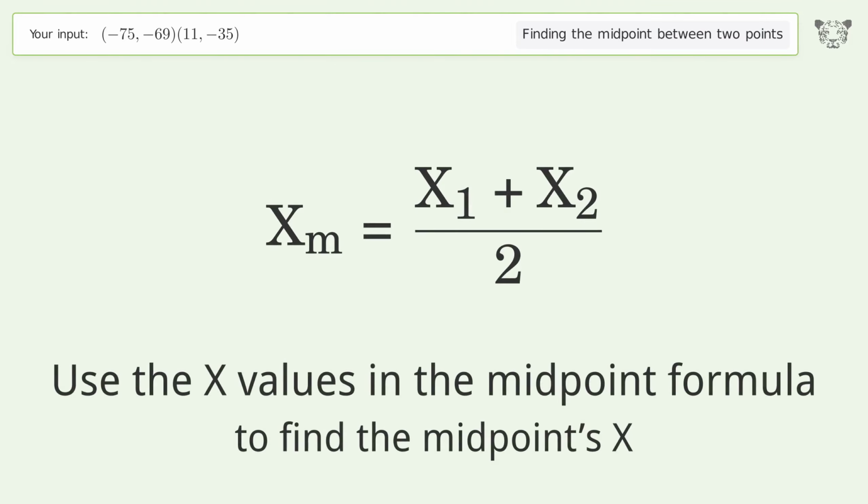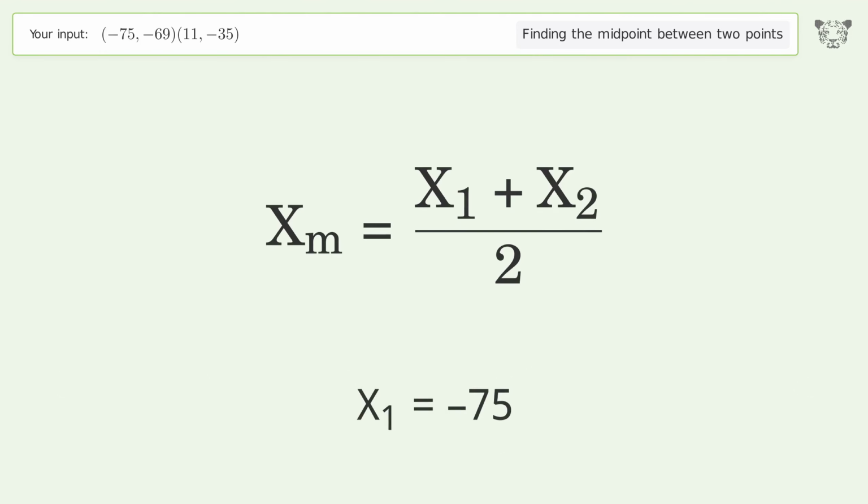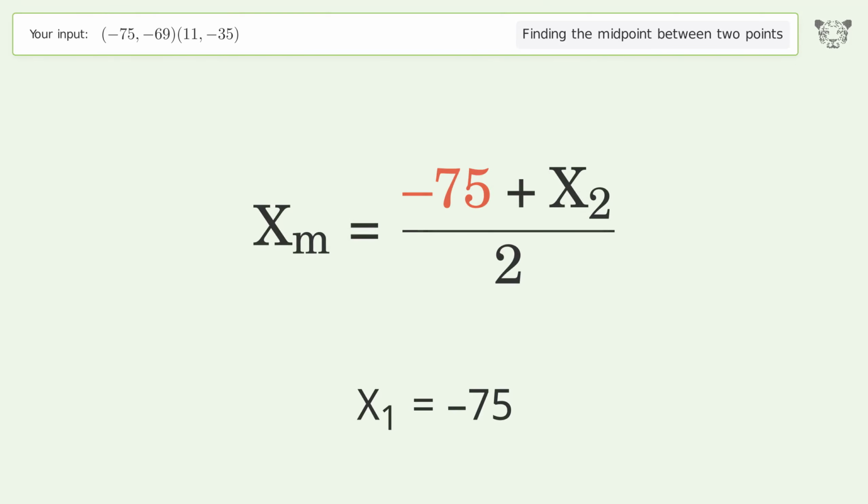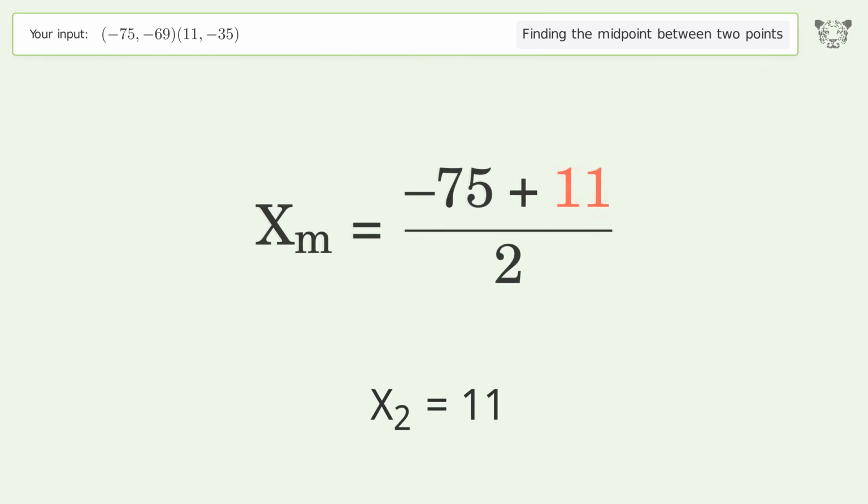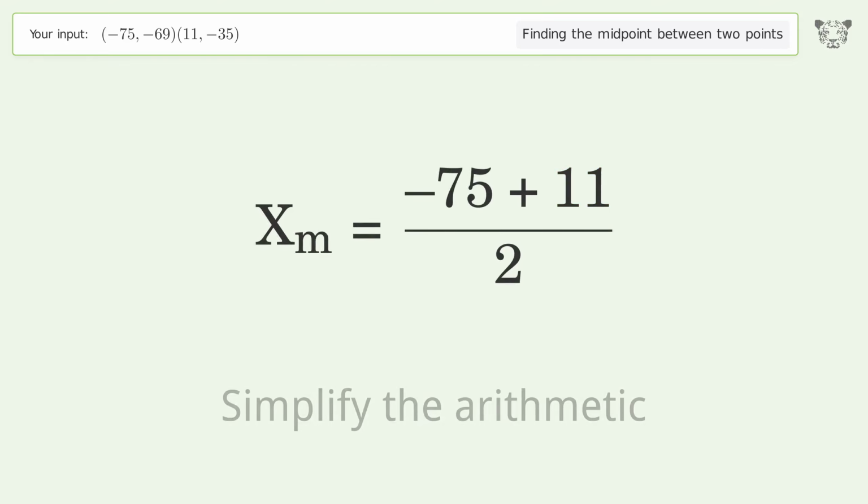Use the x values in the midpoint formula to find the midpoint's x. x1 equals -75. x2 equals 11. Simplify the arithmetic.